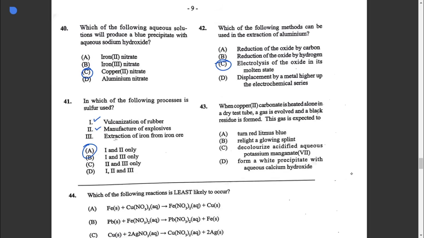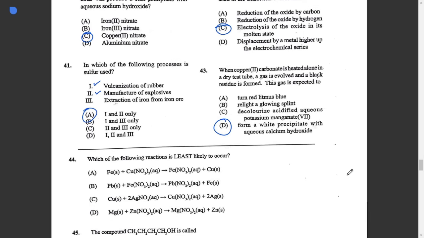Oxygen relights the glowing splint, and sulfur dioxide decolorizes KMnO4, and for a white precipitate formed from calcium hydroxide, which is lime water. So carbon dioxide turns lime water milky, or a white precipitate forms, which is D.